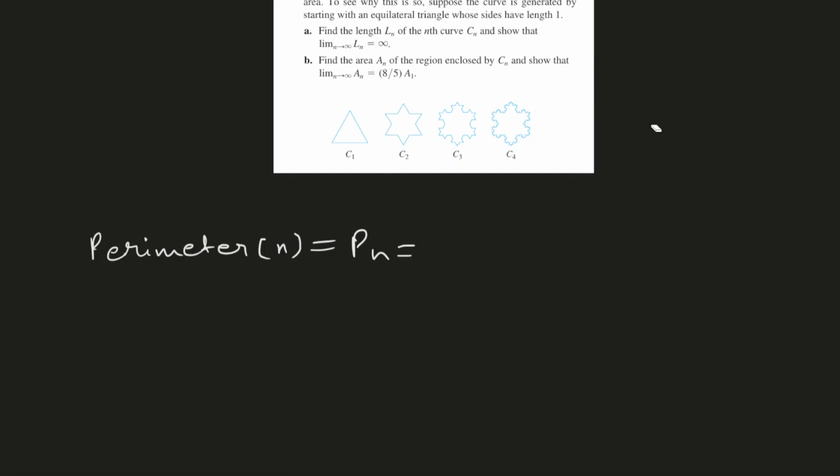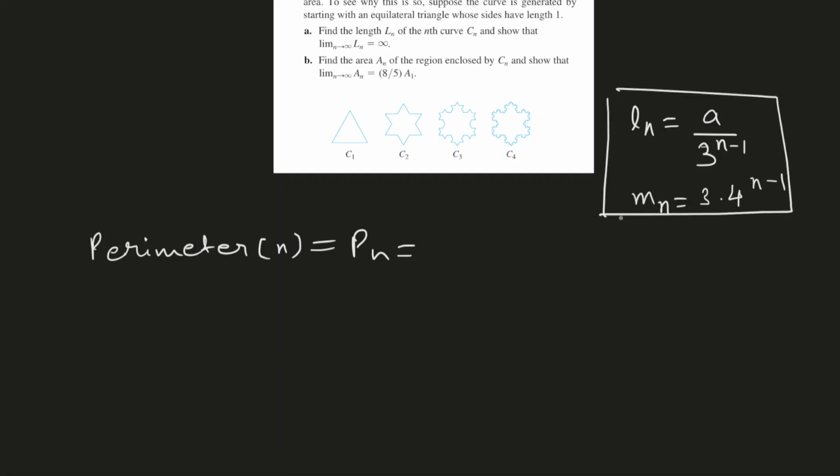If I notice correctly, I would see that ln would be A divided by 3 power n minus 1. And mn is the number of sides. As we keep progressing to different C's, we will see that the number of sides is also increasing, and if we check, we'll get that it is 3 times 4 power n minus 1. So these are the things that we are going to solve our question around.